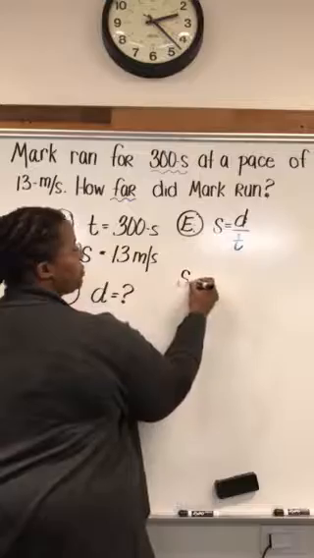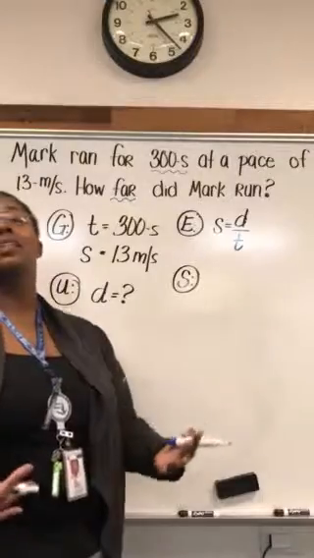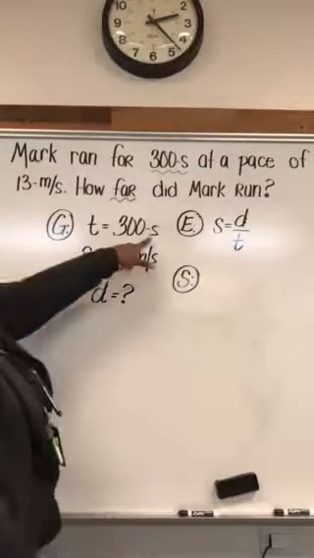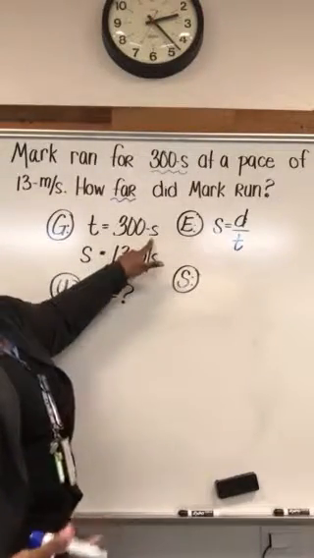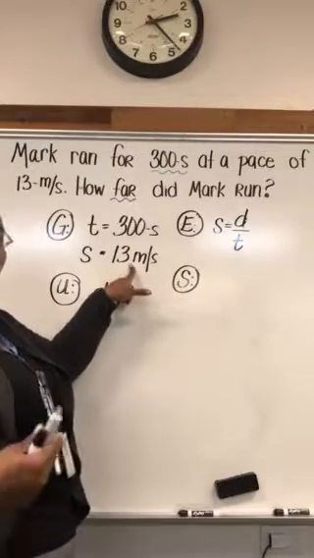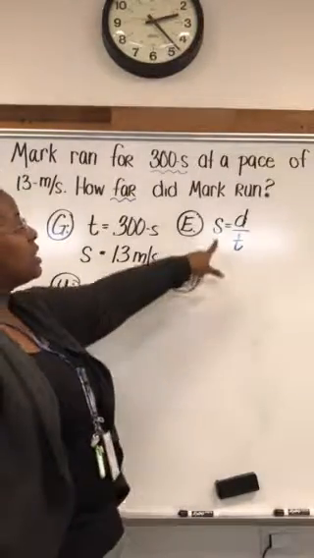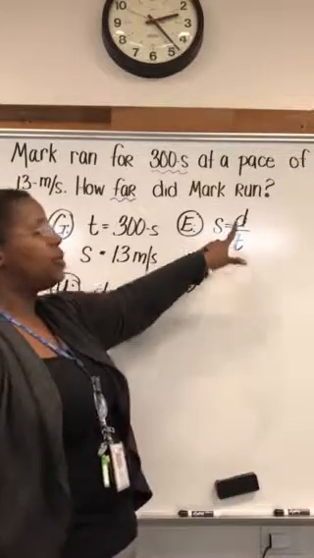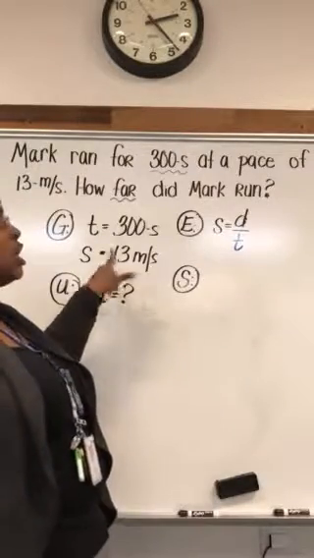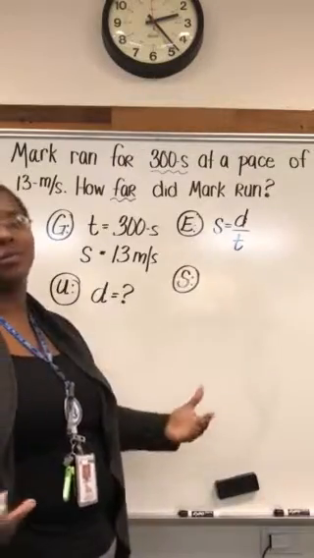We need to substitute. Another way to say substitute or substitution is you need to figure out, is everything in the right unit? Do we have meters and do we have seconds? If I took a look at my given information, my time is measured in seconds. It's already been converted for me. If I take a look at speed, my speed is 13 meters per second. It's already been converted for me as well. But if I look at my equation, this says S equals. Are we looking for speed? No, it's a part of our given. So we're going to rearrange this equation so that we can have an equation that says D equals.